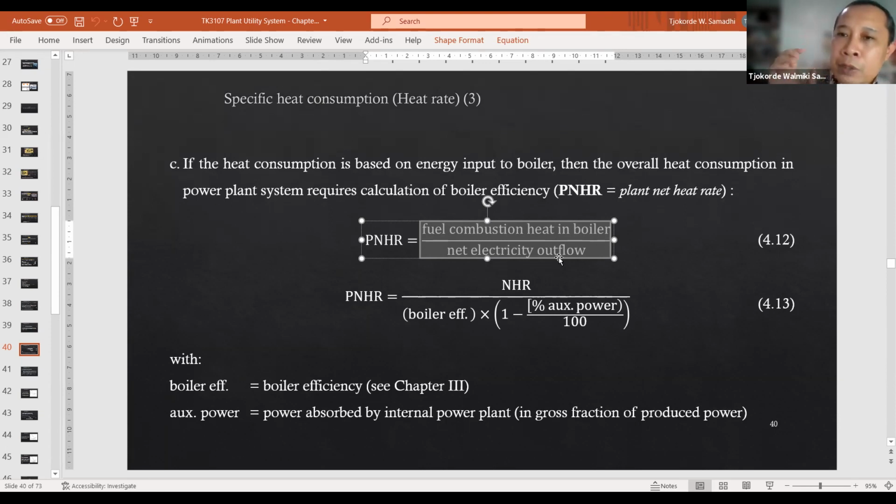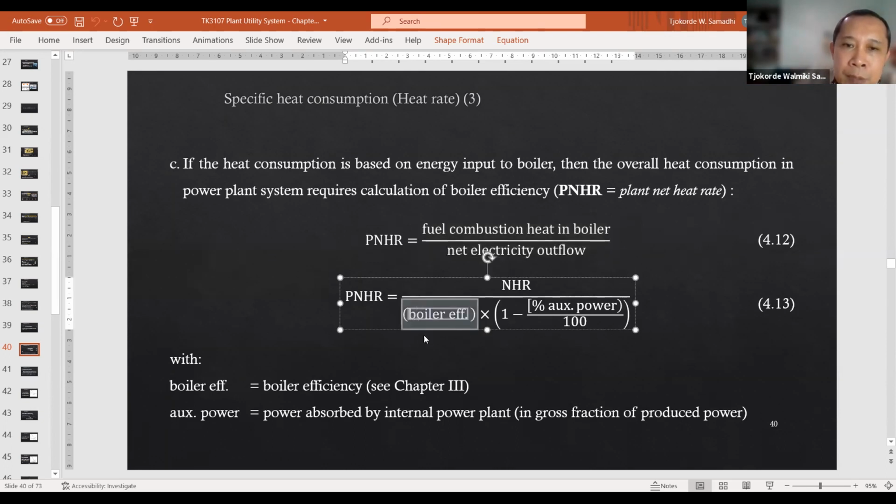The reason why we use the word plant is because we're expanding the control volume, okay, to include the boiler as well. Previously, we exclude boiler. Now we're including the boiler. Yeah. Okay. So of course, PNHR has to be higher than NHR, okay, or GHR. Okay. And the correlation between PNHR and NHR is as follows. Then, so we plug in the number, the boiler efficiency number, and we also plug in the percentage of power that is used by the plant itself.